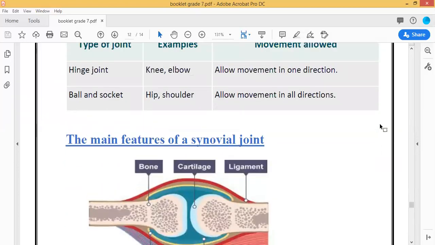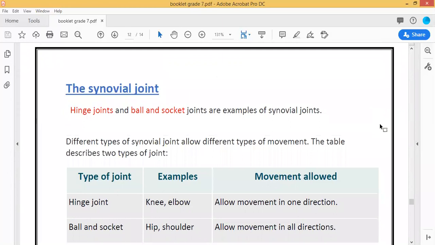So again, let's revise the synovial joints, or the movable joints. Here we have two types of synovial joints according to the direction of movement. The first type can move in one direction only. The second type can move in all directions. The type that can move in one direction, we call it a hinge joint. The type that can move in different directions or in all directions, we call it ball and socket.